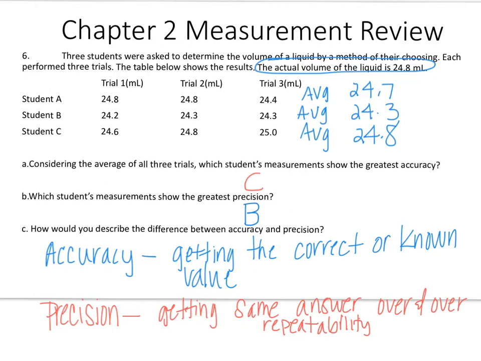And then precision is getting the same answer over and over, or repeatability. Can I get the same thing every time? For instance, if you look up here at student B, they got pretty much the same number every time they measured. So they had good precision. Okay, so please, please, please get those definitions straight in your mind.